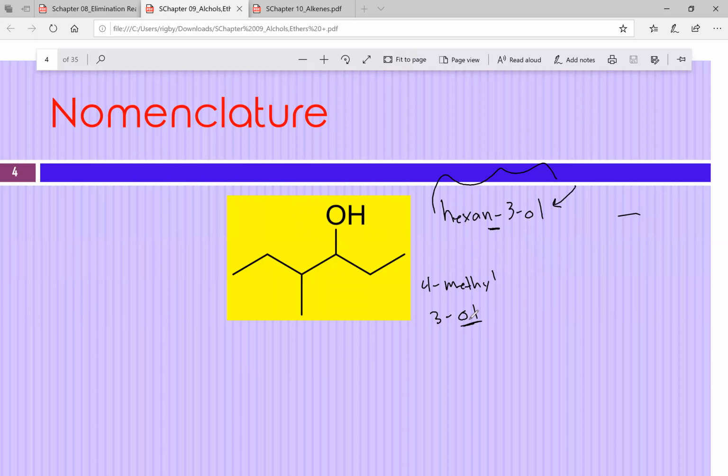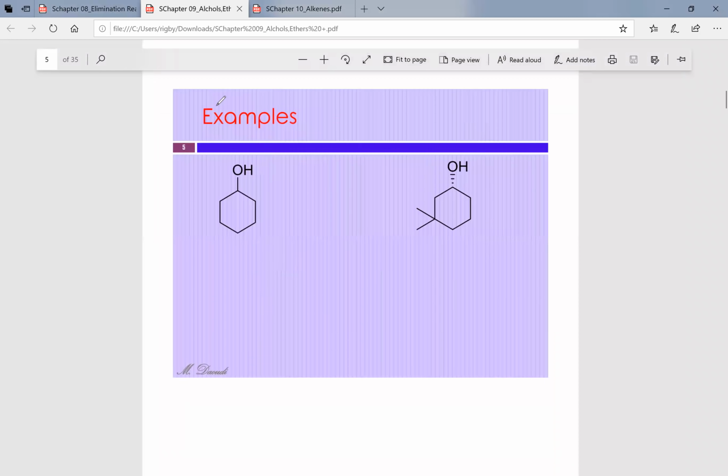In the textbook, there's a couple different ways to write these different names, and I prefer a way that's a little bit different than the textbook way, but both ways are technically correct. I just like this way better because it keeps the numbers next to the substituents. And I think Dr. Daddy mentioned in class that he prefers it that way too, but both ways are correct. Okay?